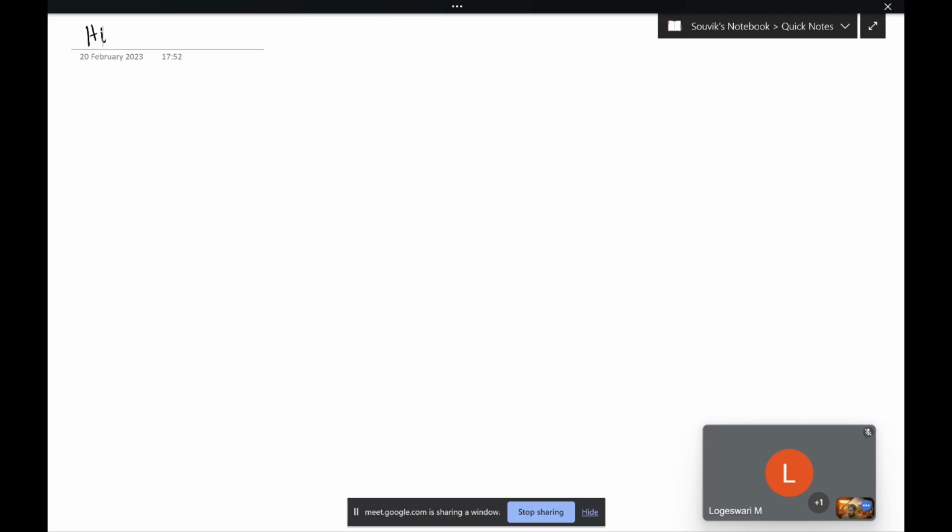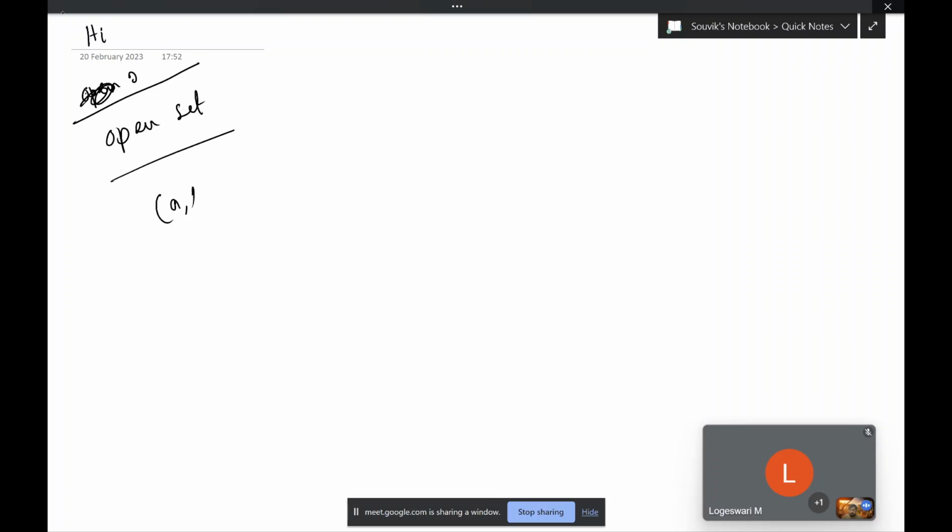So first let's start with the definition of an open set. Consider the open interval (a, b). First of all, this is an open interval by name, but we will show that it is actually an open set.